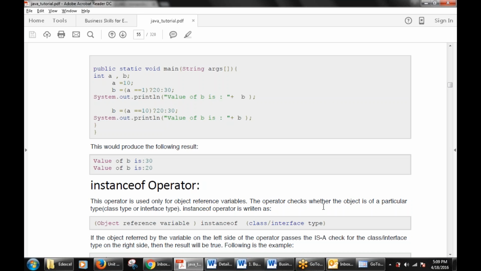Then we are talking about the conditional operator. There is a specific syntax. First there is a variable name, for example b, that is equals to the condition or the expression. Then there is a question mark. Then the value if true is the first part, and the next part is the value if false. So there are three parts in the conditional operator. Then the instanceof operator is used for checking the interfaces.